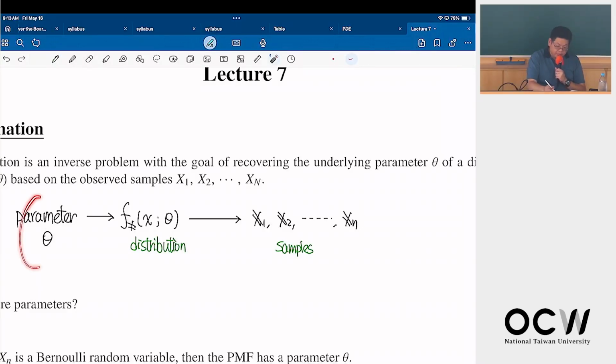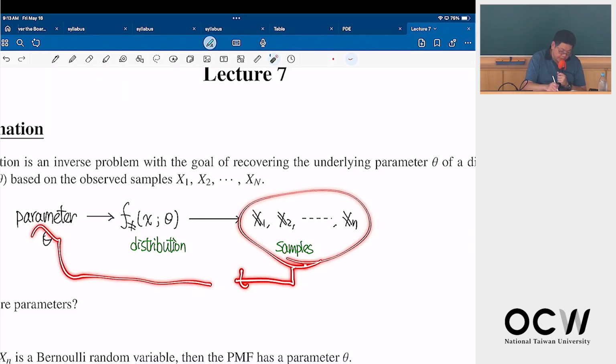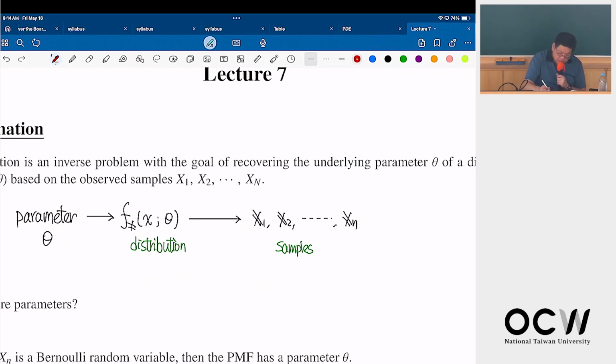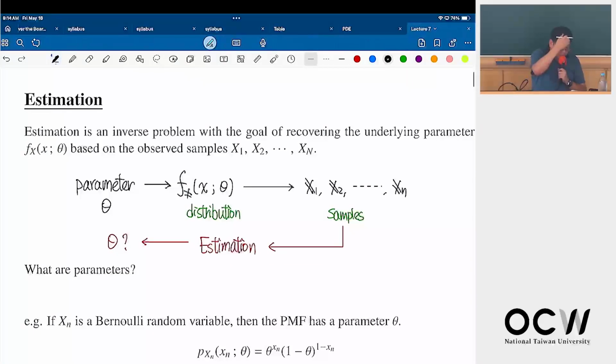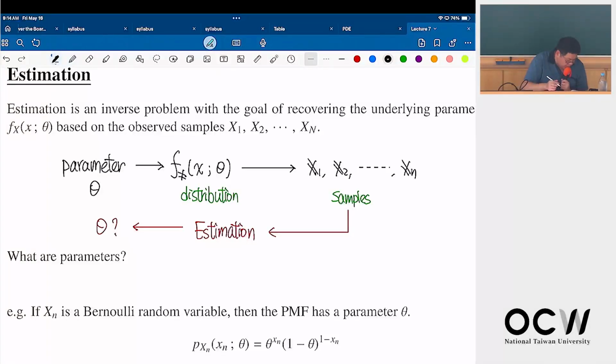Once we have our parameter, we can get our distribution. But now if I have samples, we go backward, so the inverse. Once we only have the samples, we want to guess our parameter. Here it is called estimation, to estimate the parameter. Then you may ask, what are the parameters? We say that actually all the PDFs have parameters.